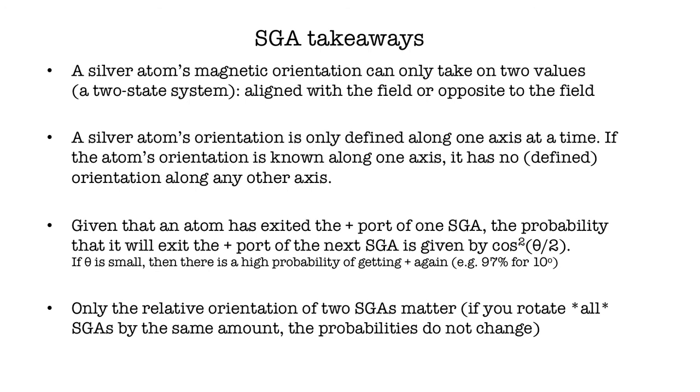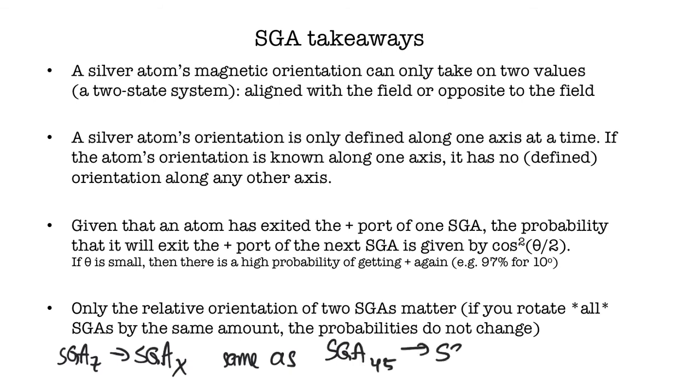The other item that I want to make sure you are clear on is that only the relative orientation of two SGAs matters. So the exit probabilities for an orientation like SGA Z, then SGA X, are the same as SGA 45 going to SGA minus 45, because those two analyzers are also 90 degrees apart. And it would be the same for SGA of 10 degrees going into an SGA of 100 degrees. Those two analyzers are also 90 degrees apart.